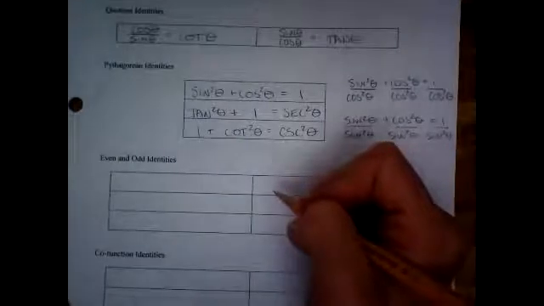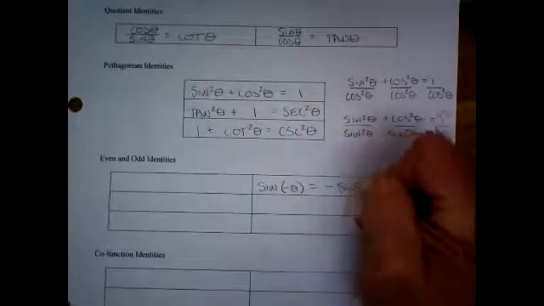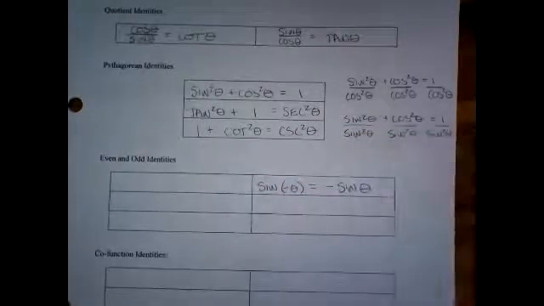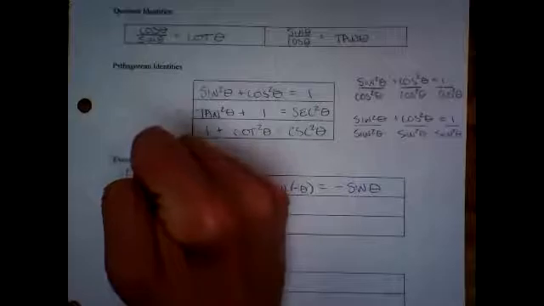All right, even and odd identities. This comes down to which of the trig functions are even and which ones are odd. So odd means that you've reflected across the origin. So if you plug in a negative angle, you're going to get the negative trig function. So sine is an odd function. Sine of negative theta is going to give you negative sine of theta. And it's going to be the same for cosecant.